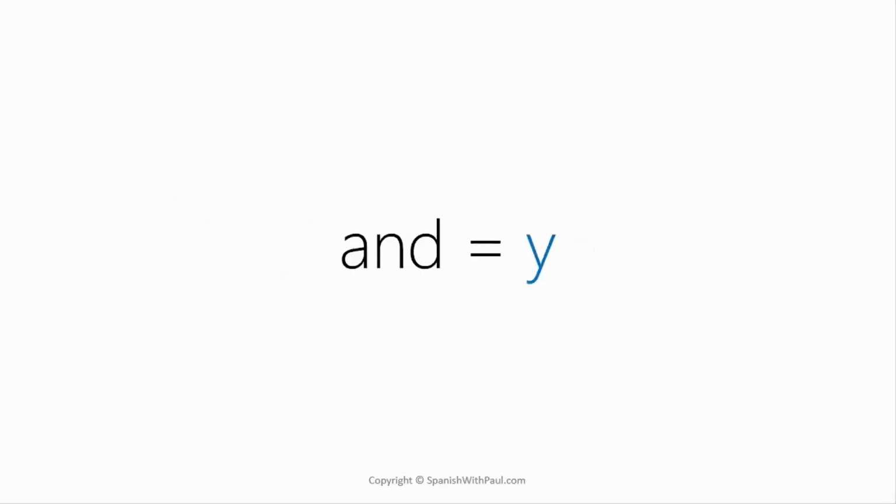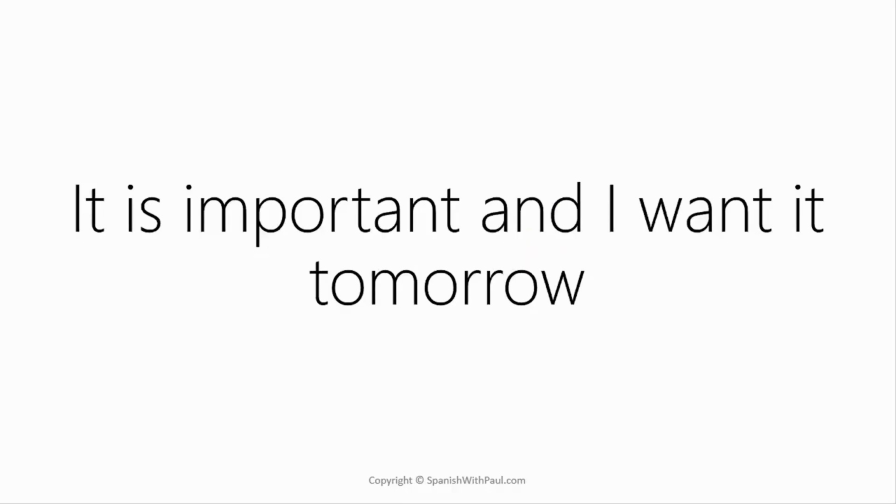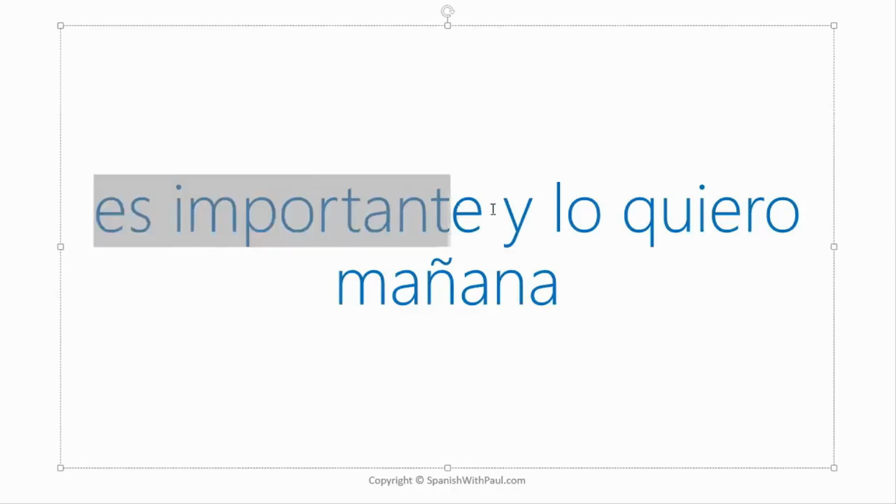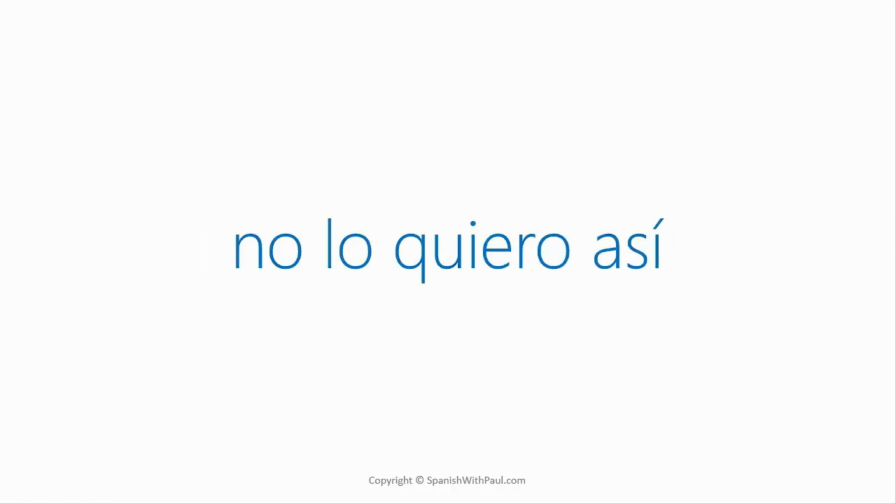The word for and in Spanish is y, spelled just with a y, has that e sound. Try to say, it is important and I want it tomorrow. Es importante y lo quiero mañana. So it is important. Es importante. And I want it y lo quiero tomorrow, mañana. Try to say, I don't want it like that. No lo quiero así.